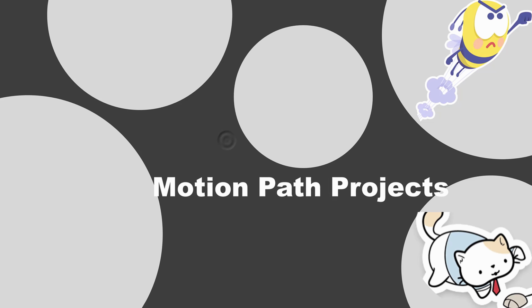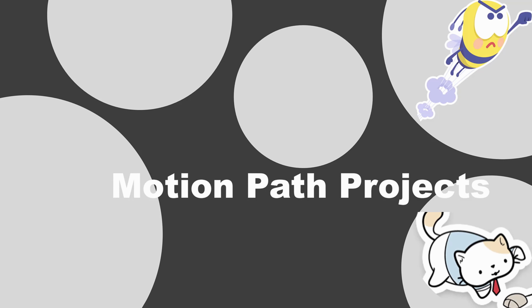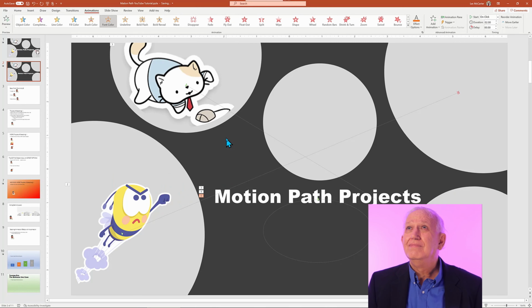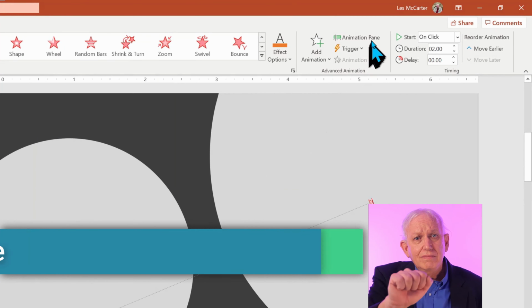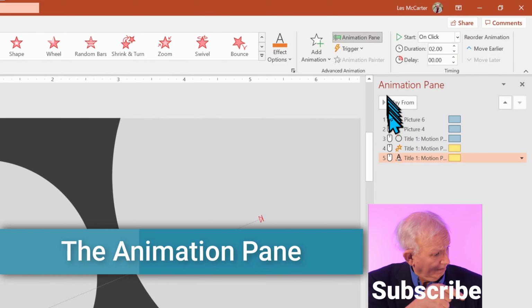Whoa, wait a minute. Another click to make it grow, and then another click to actually change colors. No. We actually want the title to go all at the same time. So let's fix it by going up to something called the Animation Pane.